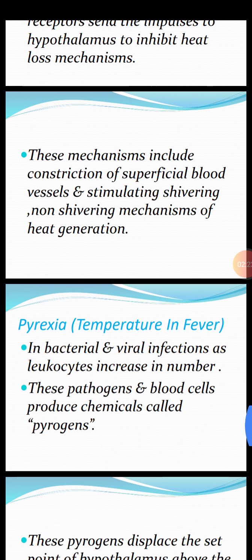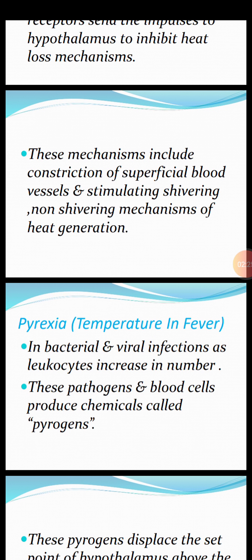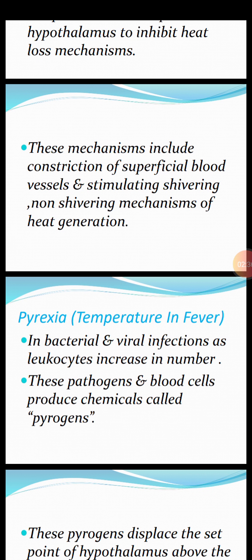As we have discussed earlier, shivering thermogenesis is associated with muscle activity and non-shivering thermogenesis is triggered or processed by hormones. It is not associated with muscle activity. Now there is a new term, pyrexia, temperature and fever.